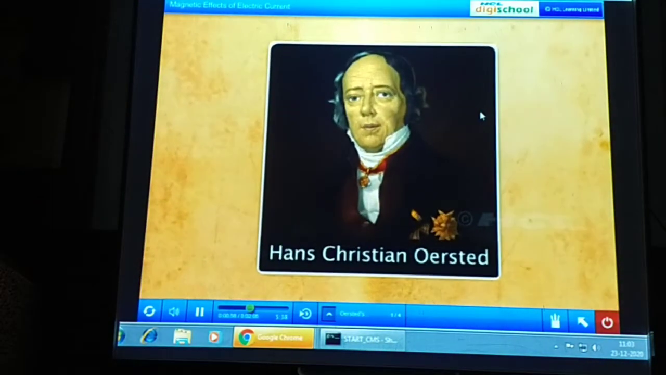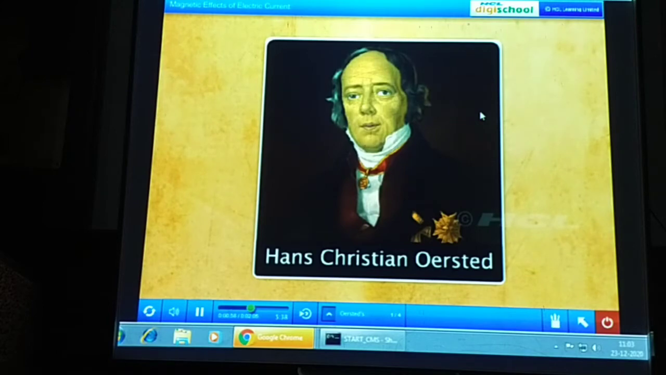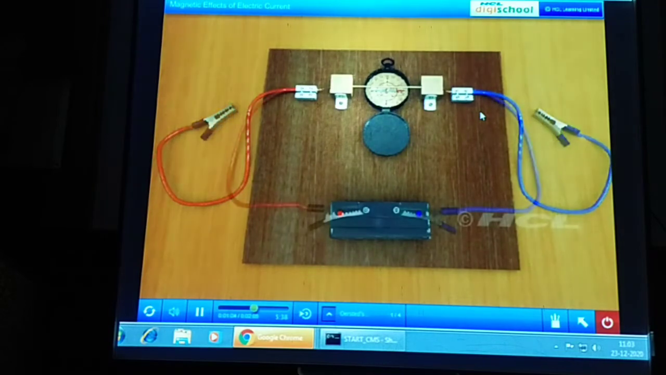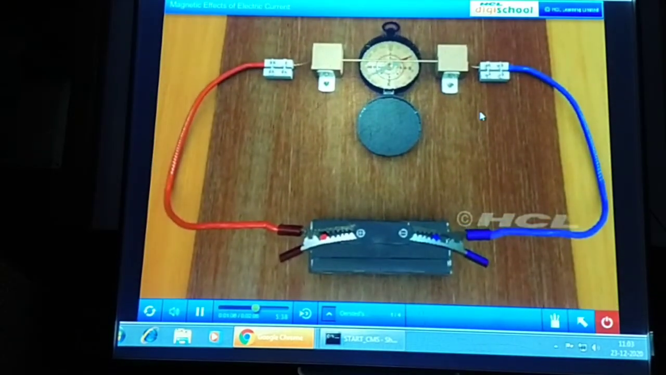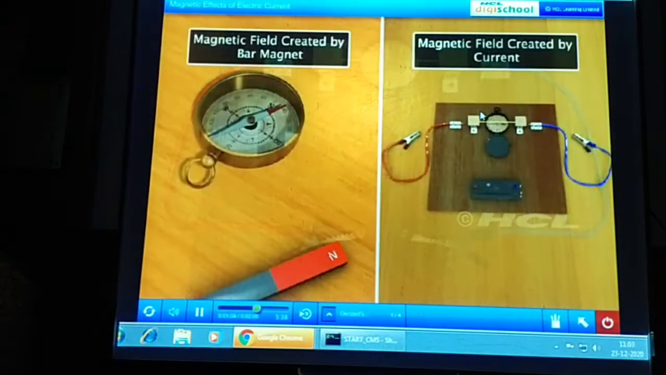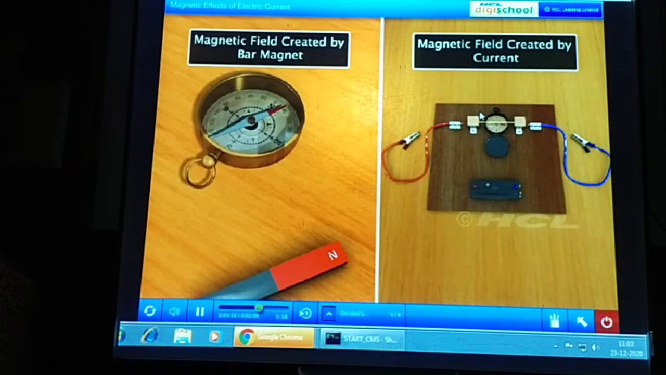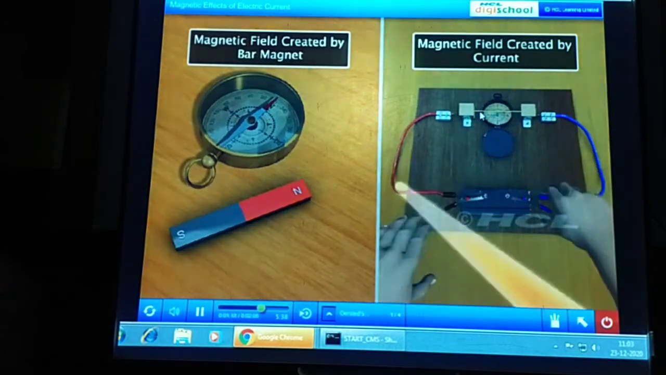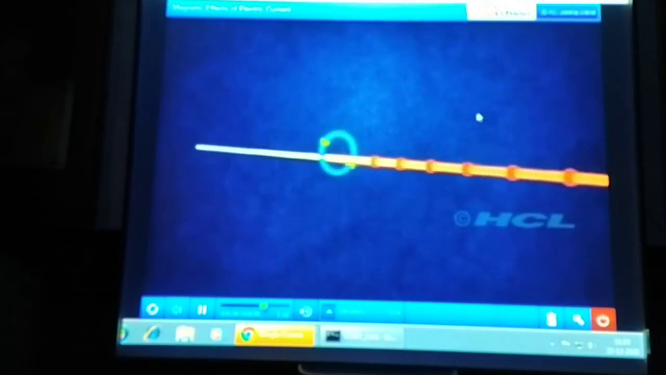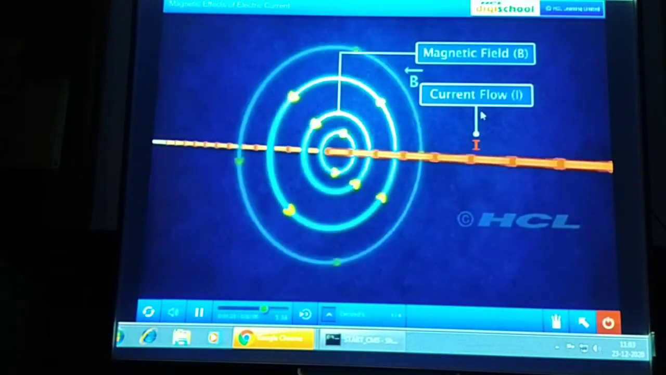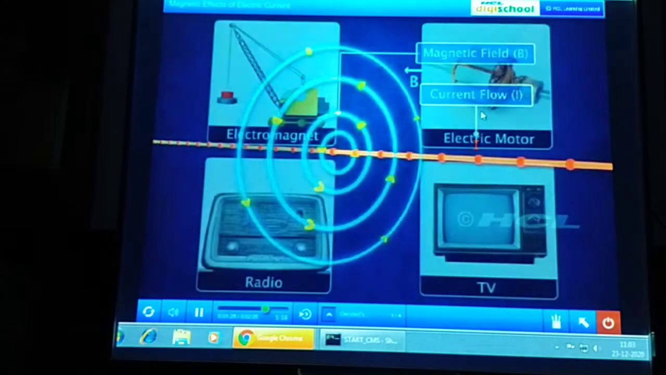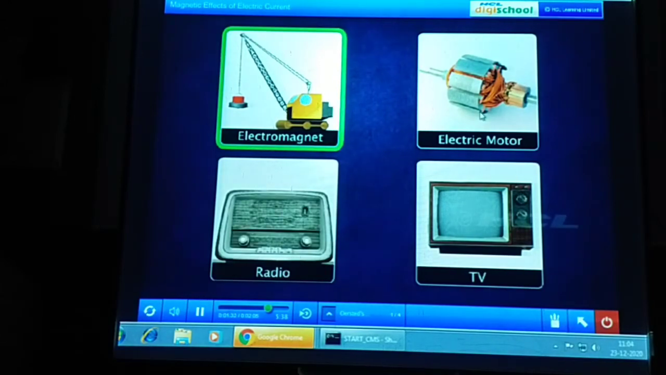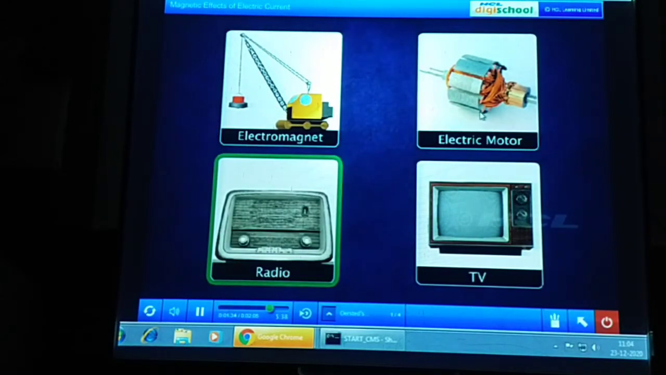Hans Christian Ørsted made the same observation in 1820. He found that the compass needle deflected when it was placed below or above a wire conducting current. He concluded that the current had produced a magnetic field similar to that around a bar magnet. There should be a relationship between electric current and magnetic field. His research later helped in designing various devices such as an electromagnet, an electric motor, a radio, and a TV.